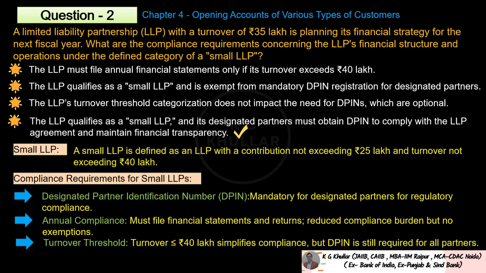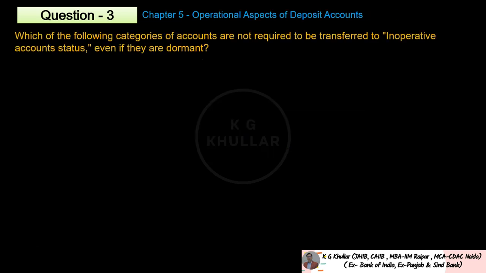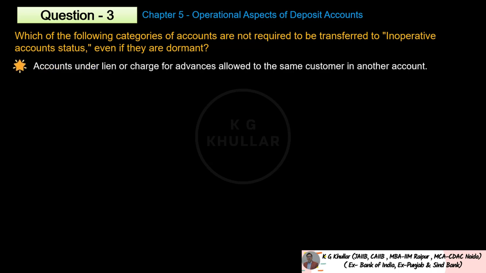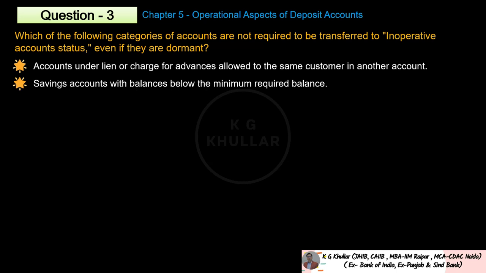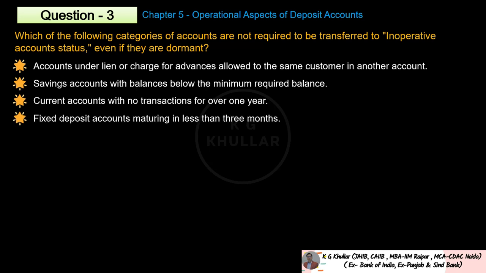Then next question is from chapter 5, that is operational aspects of deposit accounts, and the question goes like this. Which of the following categories of accounts are not required to be transferred to inoperative account status even if they are dormant? And the answer choices are these. That is, first option is accounts under lien or charge for advances allowed to the same customer in another account. Then second option B is savings account with balances below the minimum required balance. Then third option C is current accounts with no transactions for over 1 year. And last option D is fixed deposit accounts maturing in less than 3 months.